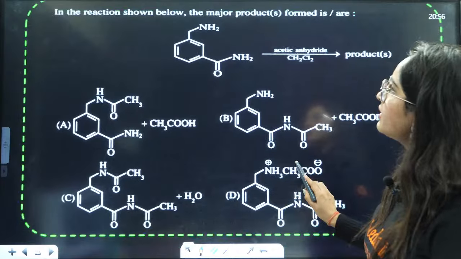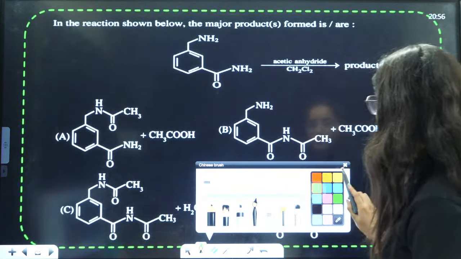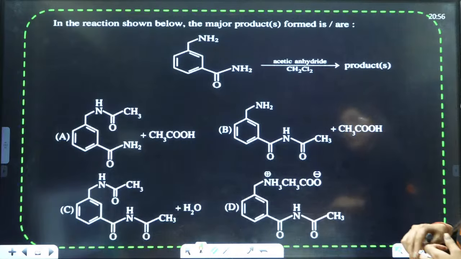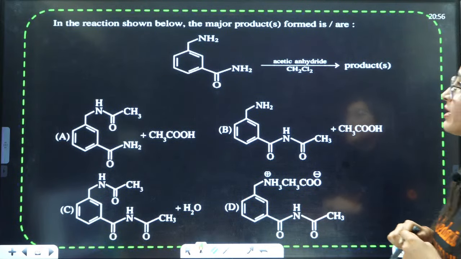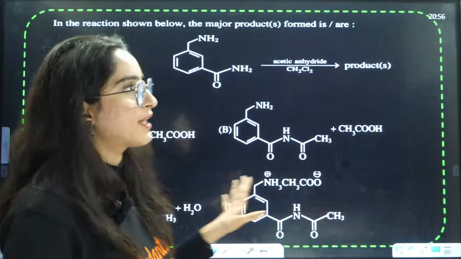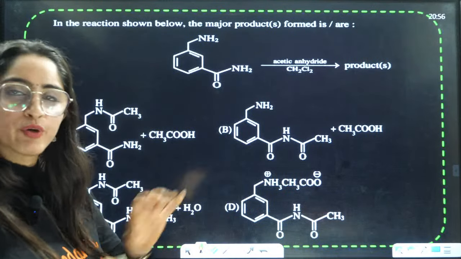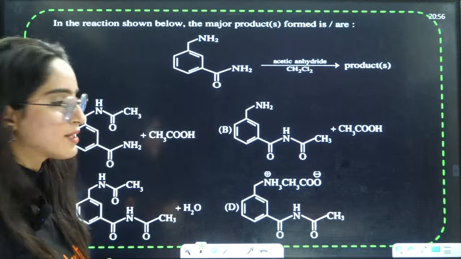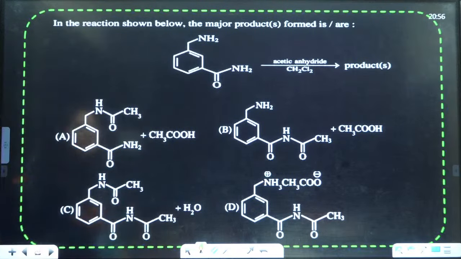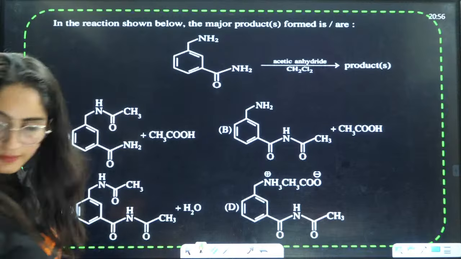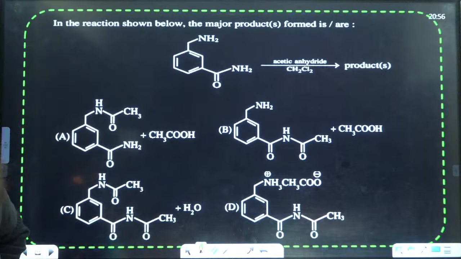Next is this one. In this reaction, they are saying that in the reaction below, the major product formed is... It's a very simple reaction, okay? If you know the concept, you will take just 1 second to answer this. Try to answer this yourself, guys. Very, very simple question.